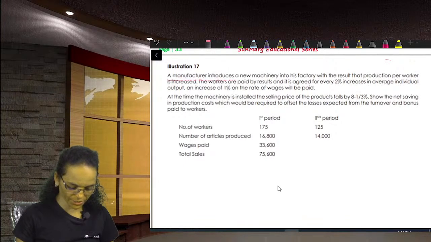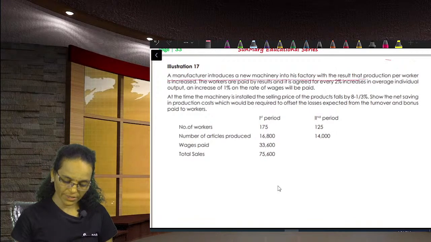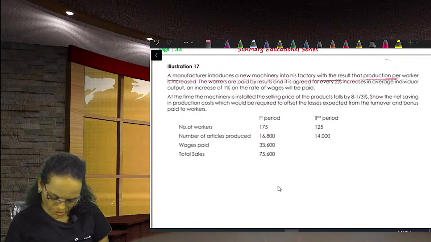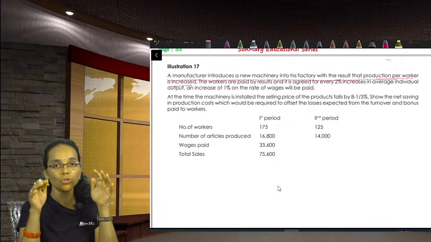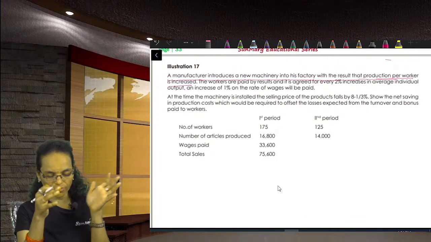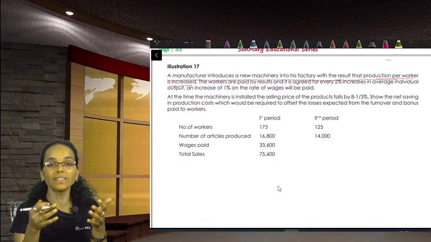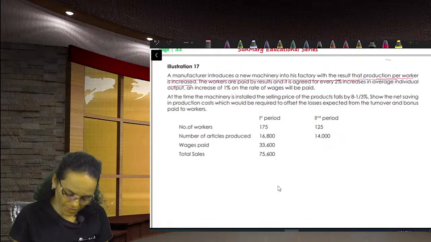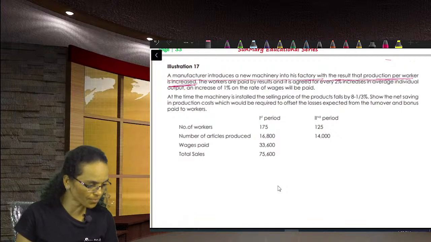A manufacturer introduces a new machinery into his factory, with the result that production per worker is increased. So what is happening? The outcome of that machinery is that it increases the efficiency of the worker. That is what they are saying: the result is that production per worker is increased.